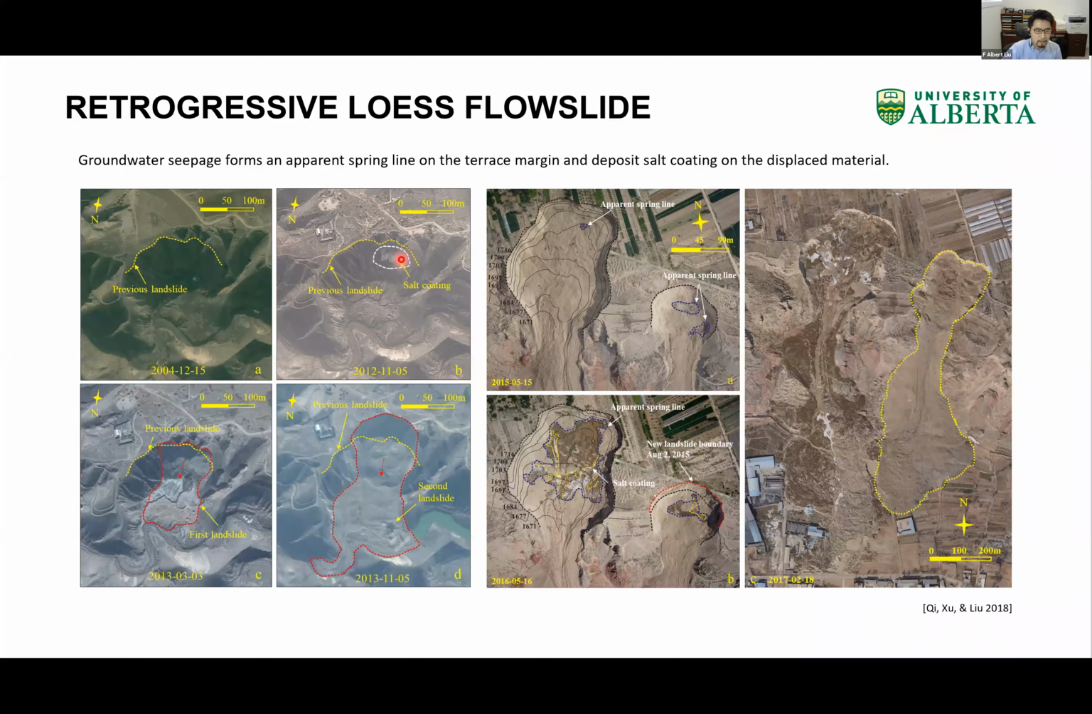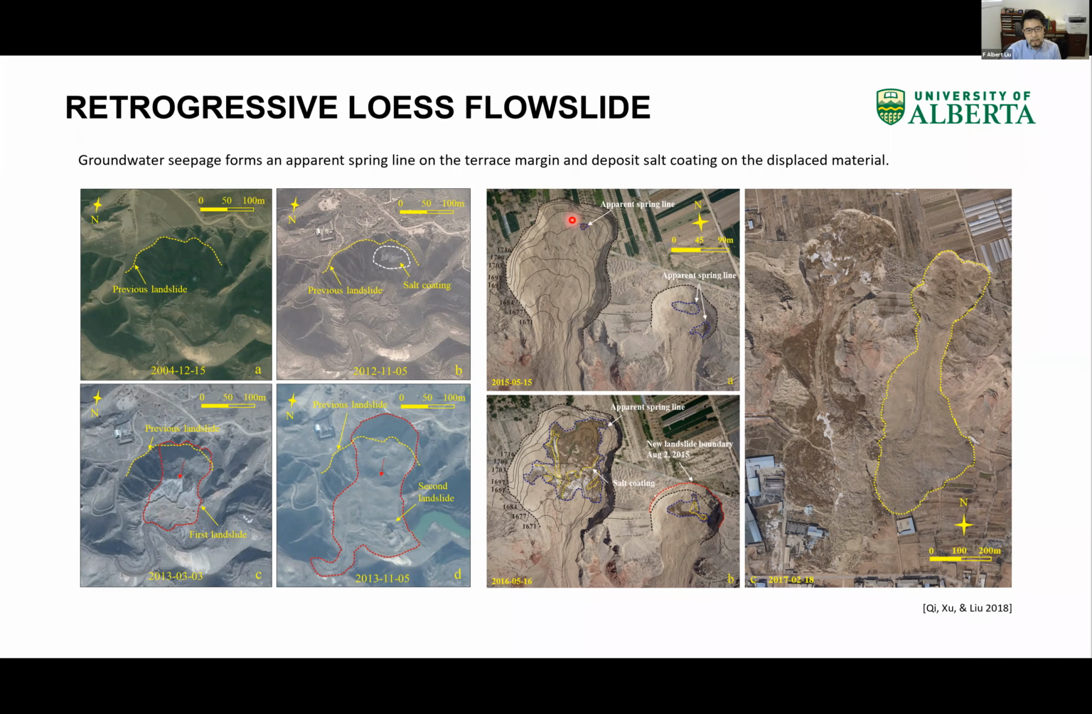A few months later, you see this first landslide occurred, and a few months later it was followed by the flow slide that developed at the same scarp, at least the location of the same scarp. And here on your right, you see more recent images where you have this failure that occurred in DC number 2 and DC number 3. Here you see this merging apparent spring line. That's the area of the groundwater seepage.